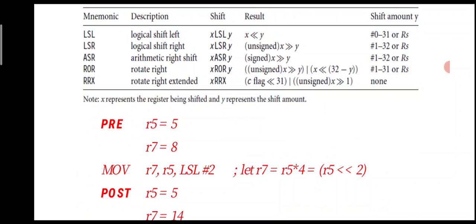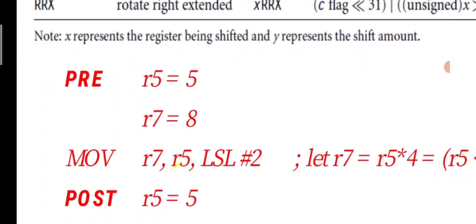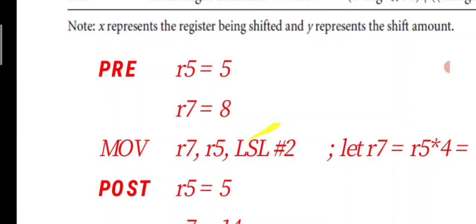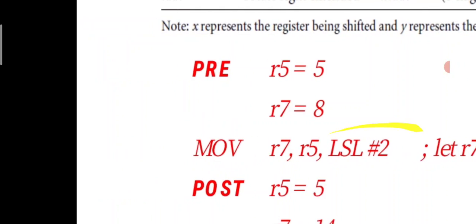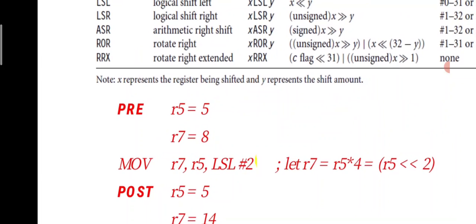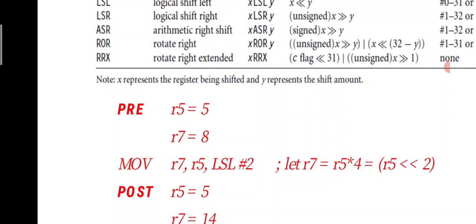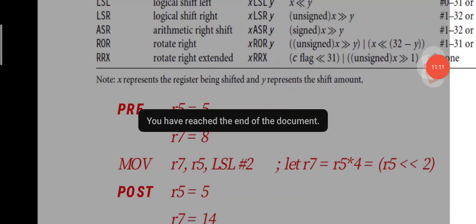If you observe this example, R5 is 5, R7 is 8. The given question is MOV R7, R5, logical shift left 2. R5, the 5 is being logically shifted by 2. It means 2 times you have to multiply. 5 into 2 into 2. That is 5 into 4. That is 20. The hexadecimal value of 20 is 14. 14 will go and sit in the place of R7. R7 value is 14. Hexadecimal value conversion will be done.